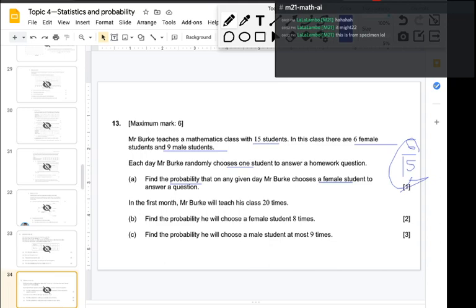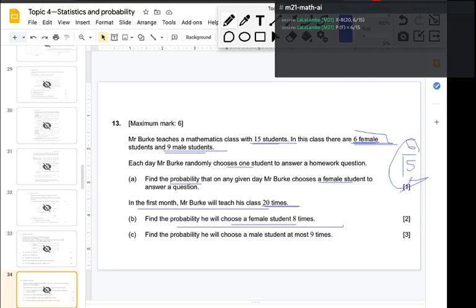In the first month, he teaches 10 times. Okay, recall, in binomial distribution, you have 2 possible choices. In this circumstance, you can apply it, because the probability of getting a female is 6 over 15, and 1 minus 6 over 15 would be the probability of the males. In binomial, you do the trial several times.